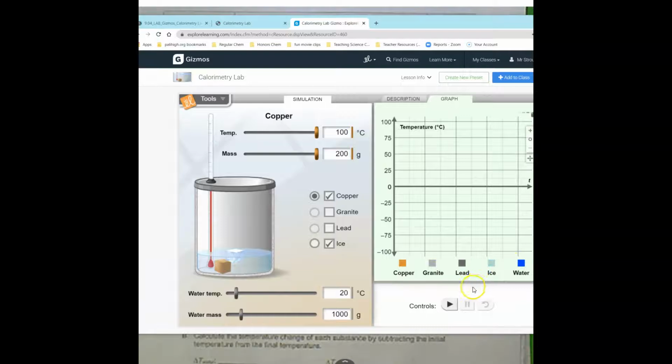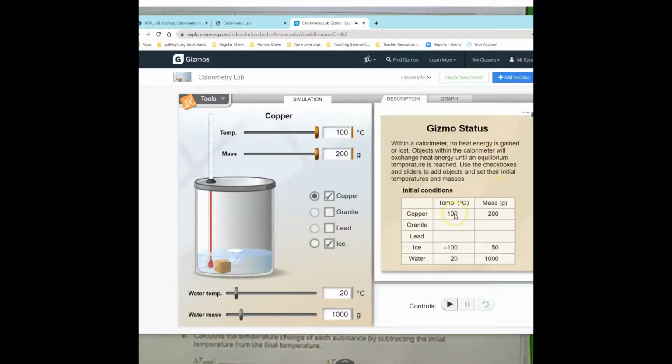Sorry, I see now that it was cut off, so here's the answers. So it says use the gizmo to mix 200 grams of copper at 100 degrees Celsius with 1,000 grams of water at 20 degrees Celsius. What's the final temperature? Let's do it. Parameters it asks for: 100 degrees Celsius, copper, mass 200. Oh, looks like I left the ice in there. I got to get that out of there. Let's try that again. 100, 200, 20, 1,000. And we're in business. Let's play it.